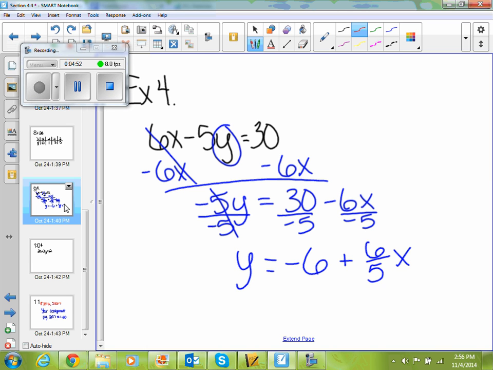And your slope is whatever number is in front of your x. So in this case, our slope is 6 over 5. Okay, so that's how you find the slope from an equation. You look at whatever number is in front of your x, and that's your slope.